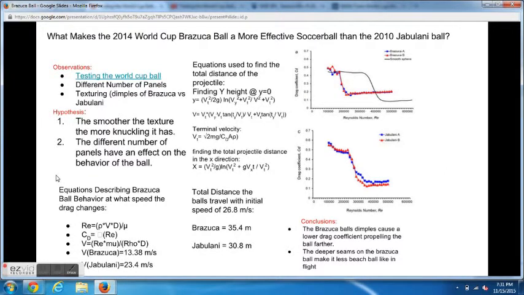Our observations are that different soccer balls have different numbers of panels, and soccer balls also have different textures. The Brazuca had 6 panels, and it was rough compared to the Jabulani, which had 8 panels, and it was a lot smoother. So our hypothesis is the smoother the texture, the more knuckling it will have. And the second is that a different number of panels affects the behavior of the ball in the air after kicking it.